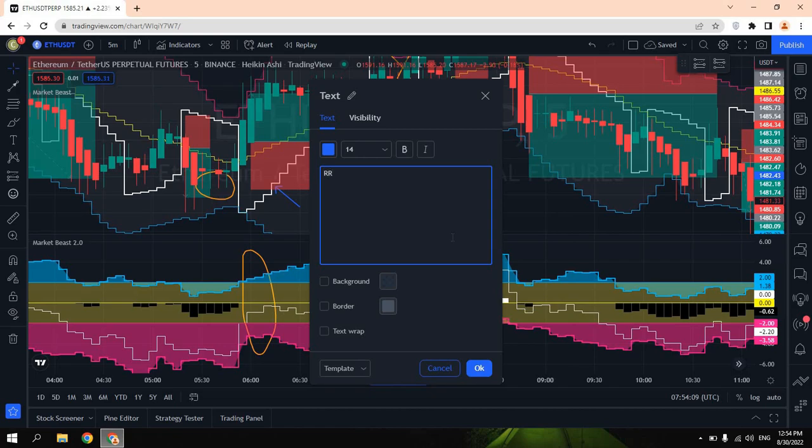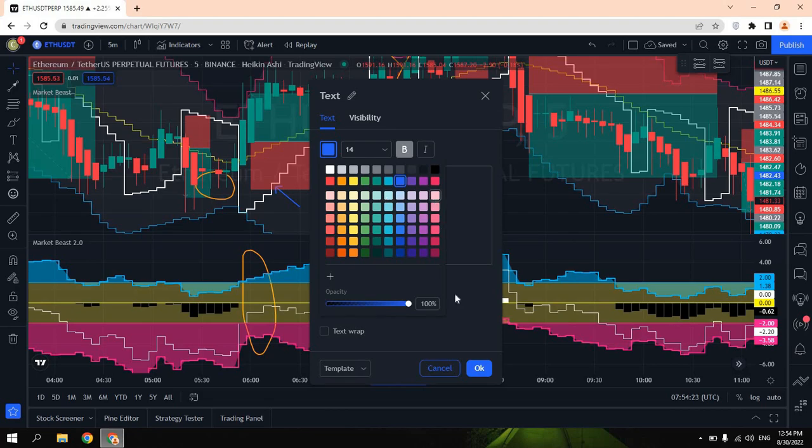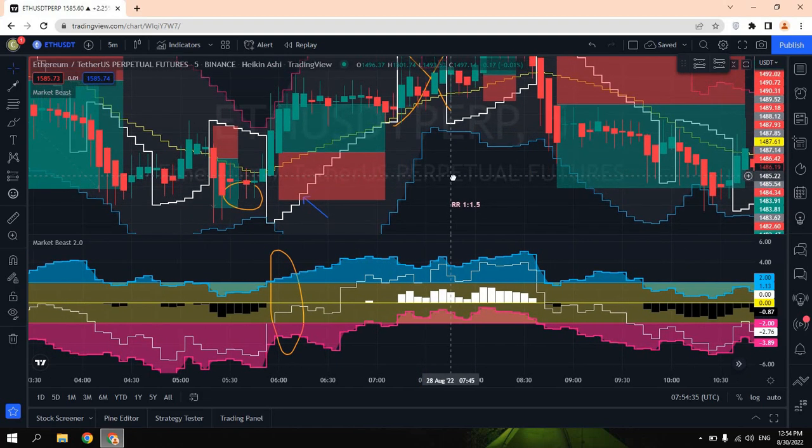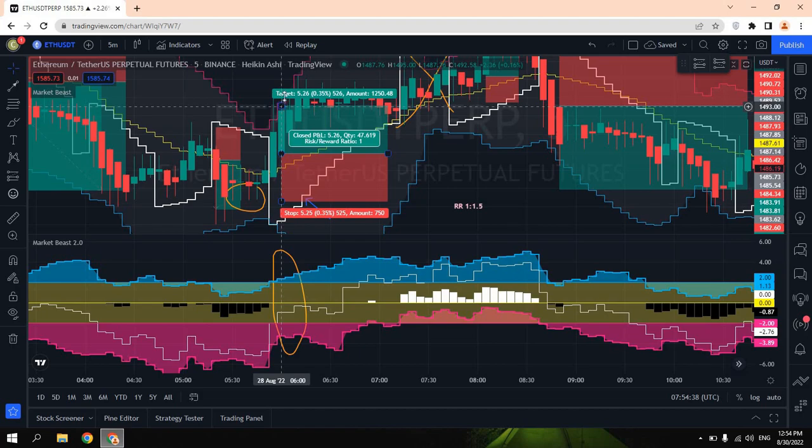RR, which is risk reward, 1:1.5. Alright, this seems good. So what we are looking for is risk reward 1:1.5. If we are losing 1% on any trade, then we should book our profit at 1:1.5. So I will set 1:1.5.